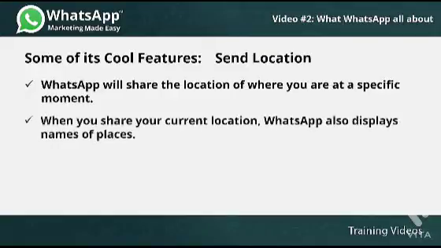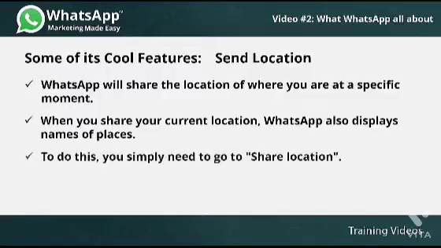When you share your current location, WhatsApp also displays names of places, restaurants, shopping centers, parks, etc. So you can specify exactly where you are at that moment, or at least use those as a reference for your location. To do this, you simply need to go to Share Location. You will find the option of sharing your location.